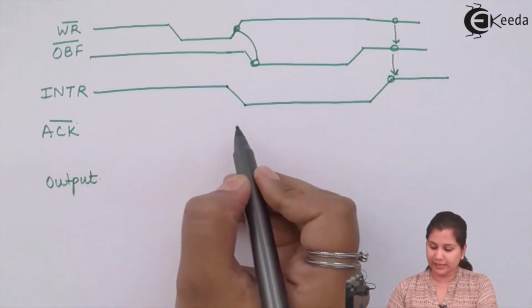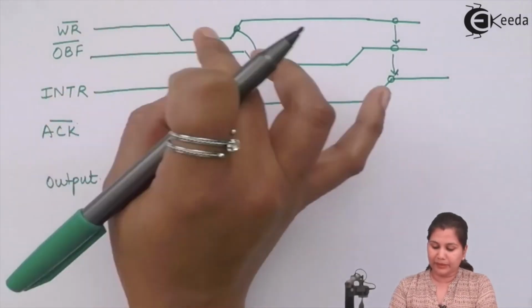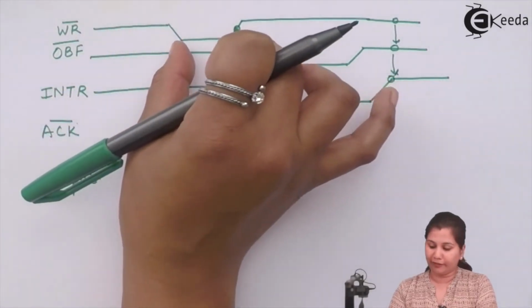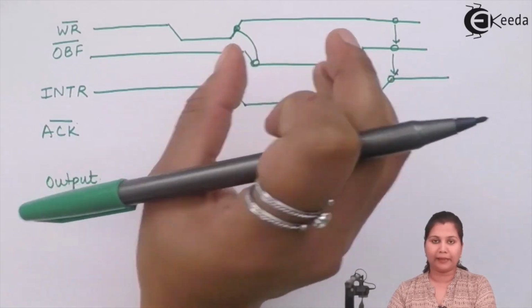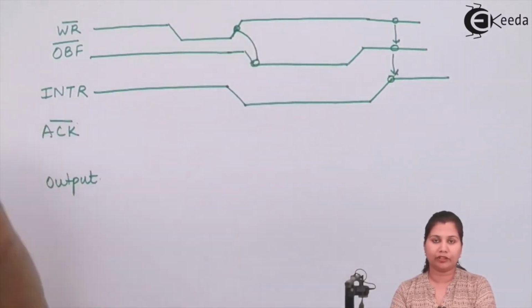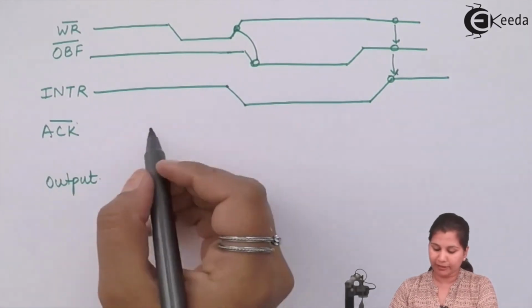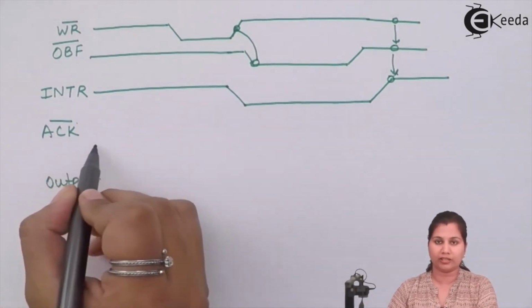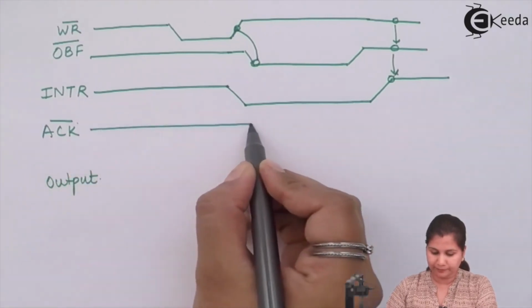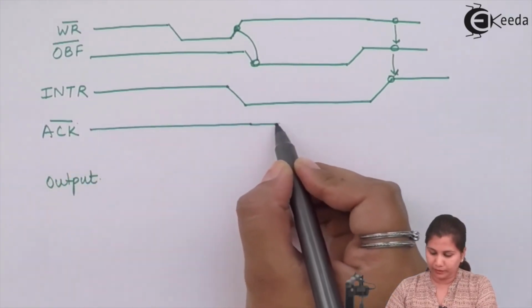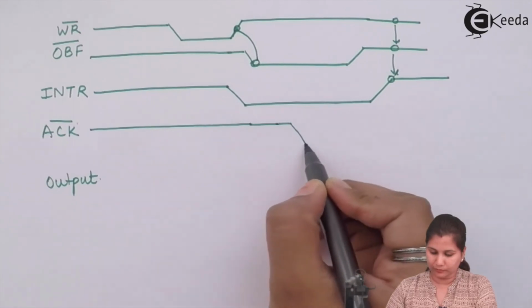Then the acknowledgement signal: when the data byte is being written into the 8255 and the output buffer is available at the output latch, the peripheral will receive the data byte, and in response to it, it will generate the acknowledge signal. So the acknowledge signal, initially it will be high, then it will go low.